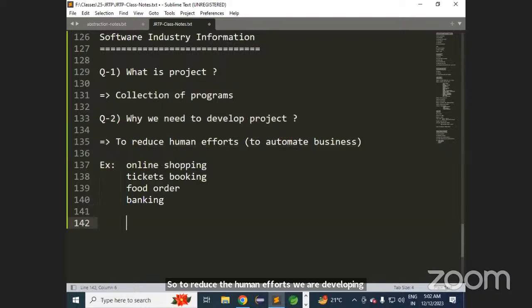Earlier, if you wanted to apply for a passport, what did you need to do? Go to the passport office and stand in the queue. But today, a software project is available. Online, you can apply for the application. So they automated our manual work. To automate manual work, we are developing software projects.